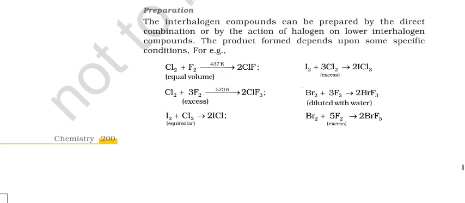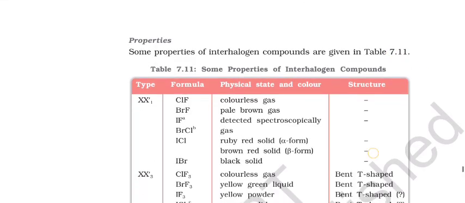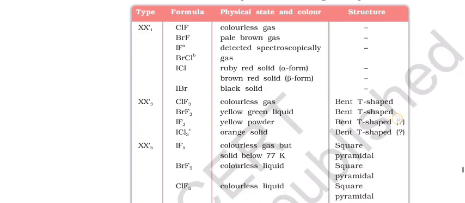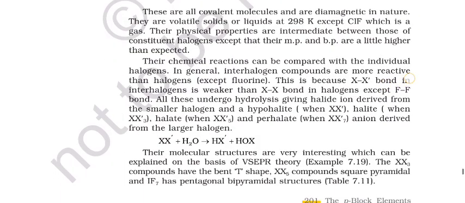Preparation: the interhalogen compounds can be prepared by direct combination of halogens or by the action of halogen on lower interhalogen compounds. The product formed depends upon specific conditions. For example, Cl2 plus F2 gives 2ClF. Properties: some properties of interhalogen compounds are given in Table 7.11. These are all covalent molecules and are diamagnetic in nature. They are volatile solids or liquids at 298 Kelvin except ClF, which is a gas.